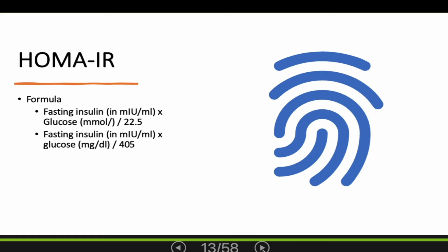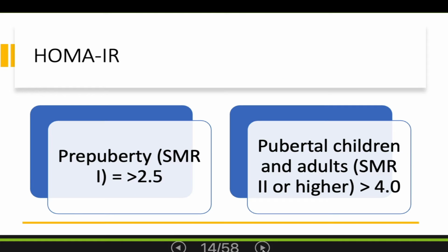So this is the basic premise of the HOMA-IR test, right? Typically, if you are performing this in prepubertal children, a value of more than 2.5 is considered insulin resistant. In pubertal children, or adults with SMR (sexual maturity rating) of 2 or higher, a value of more than 4 is considered insulin resistant.